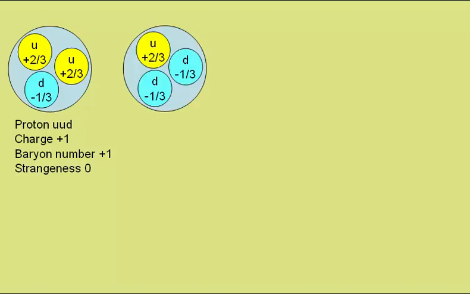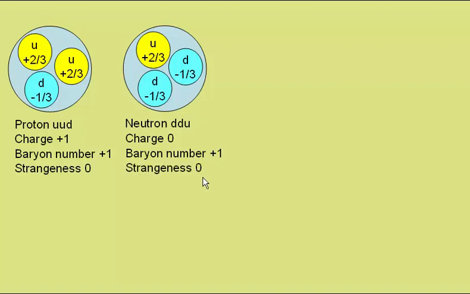Next we have the other familiar baryon, the neutron, and this consists of 2 down and an up quark. So its charge is plus 2/3, minus 1/3, minus 1/3, giving the charge we know of 0. Again we have a baryon number of 1/3, plus 1/3, plus 1/3, so overall it has a baryon number of plus 1, as do all baryons. And again it has a strangeness of 0.